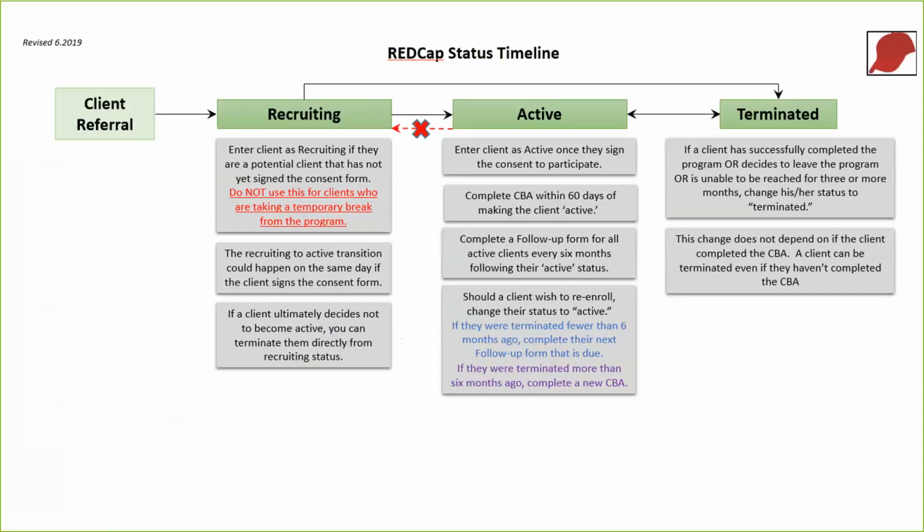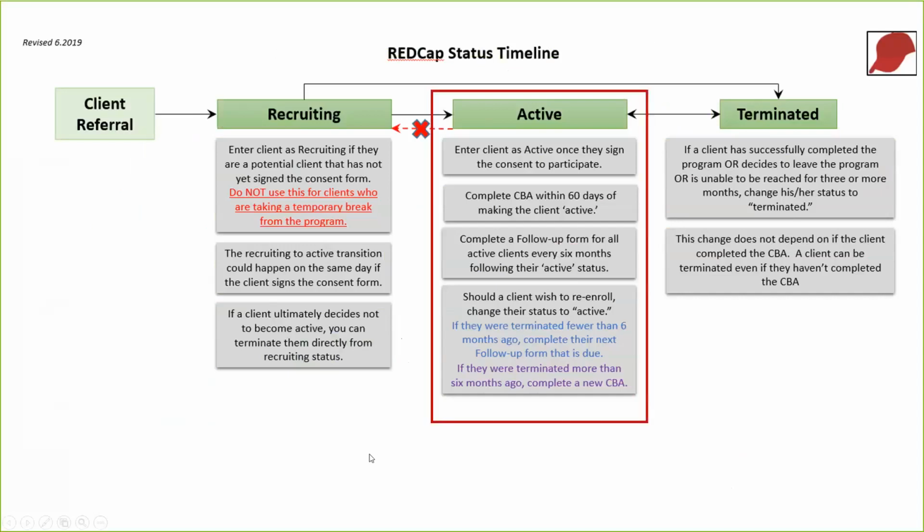Looking back at our timeline, a client should be entered as active status once they have signed the consent to participate. This active date is important, as it determines when other forms should be collected. For example, case managers must complete the CBA within 60 days of making the client active. A follow-up form for all active clients must be completed every 6 months following their active status.